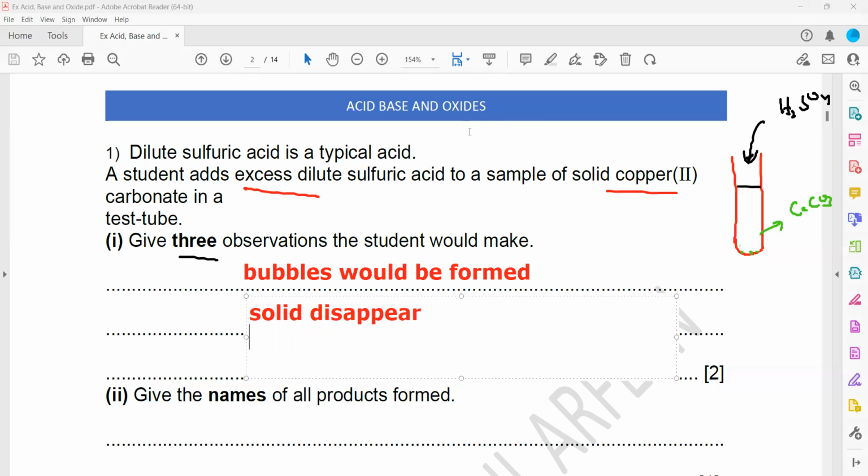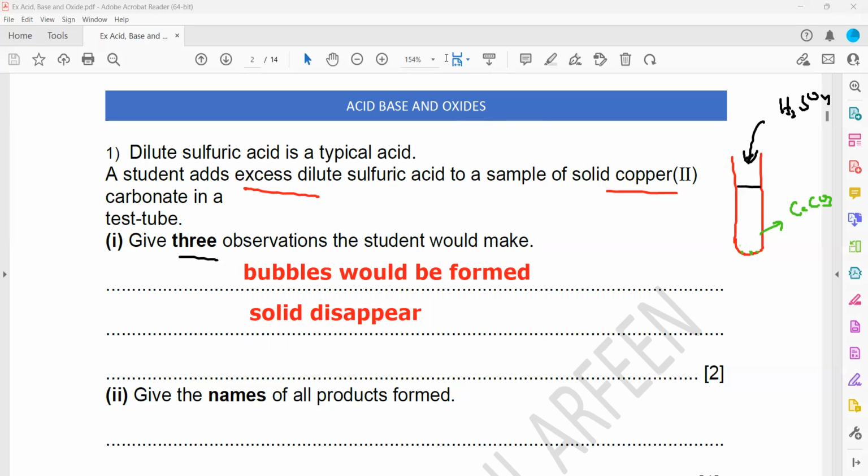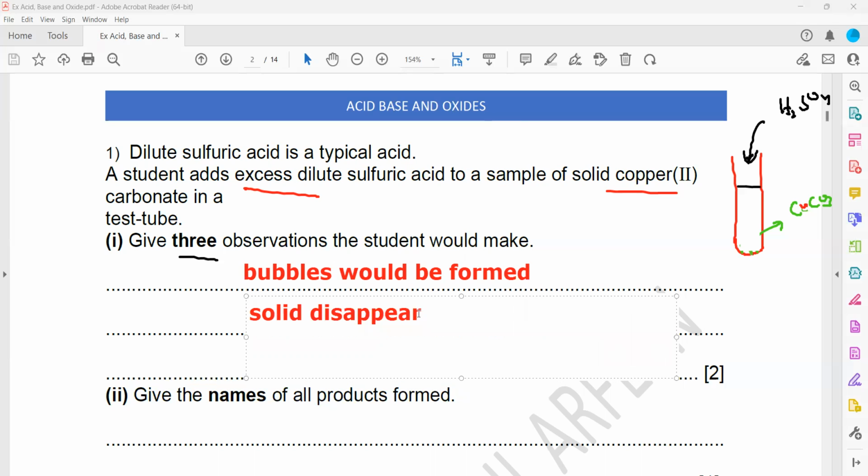And because copper salts are there, copper salts are colored solutions. When copper carbonate, not calcium, copper carbonate, reacts with sulfuric acid, it will give copper sulfate. And copper sulfate salt solutions are blue. So the solution will also show a color change. Because if it was a group 1 or 2 metal, it won't show a color change. But here it will form a blue solution because copper sulfate is blue in color. So these are the three observations when sulfuric acid specifically reacts with copper carbonate.